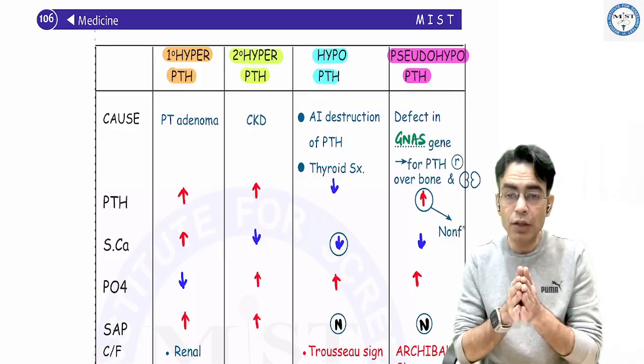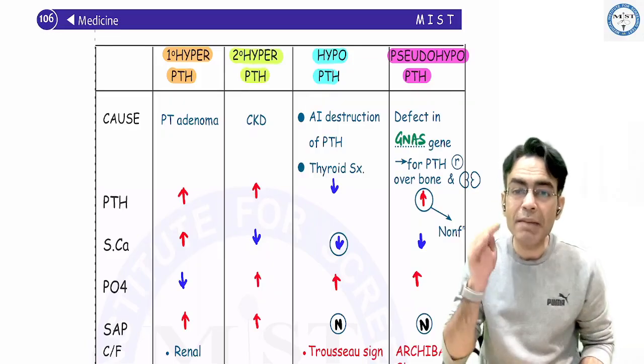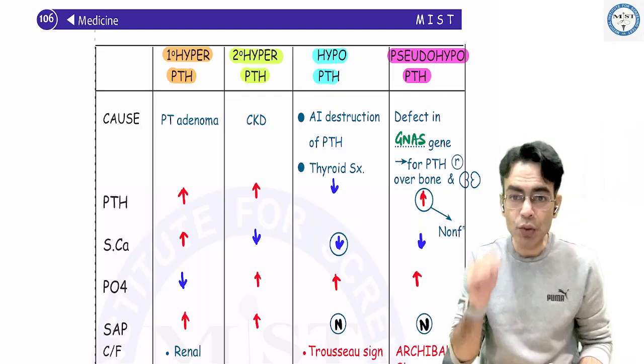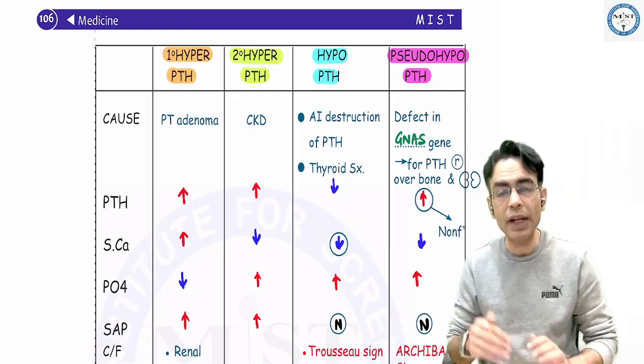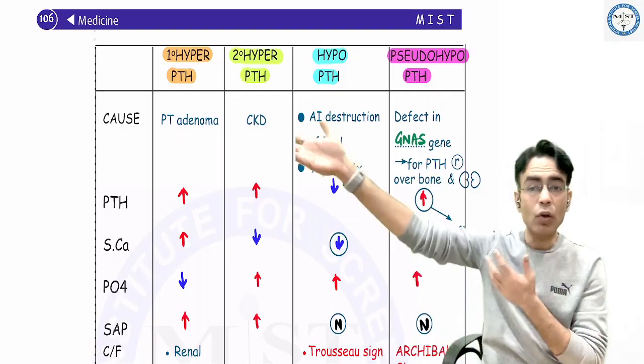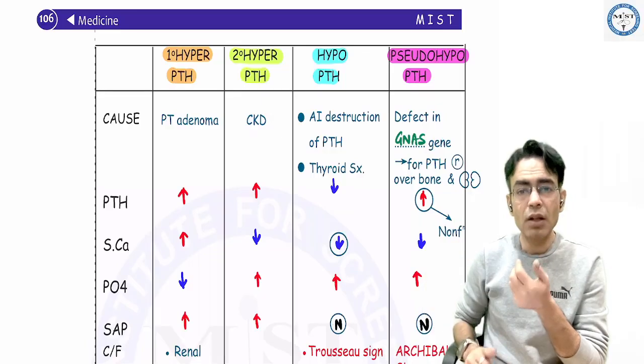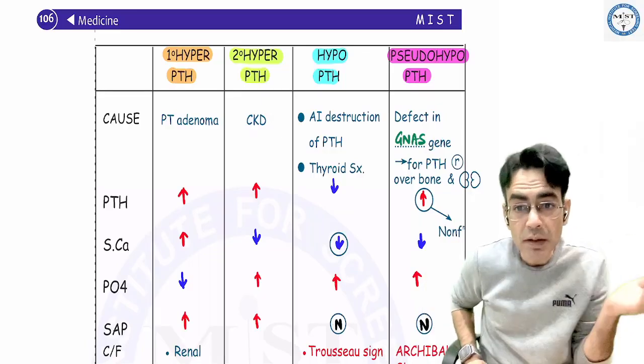How do you treat it? You treat it by giving a drug called ibandronate, and because the cause is the tumor in the parathyroid gland, you might remove it.